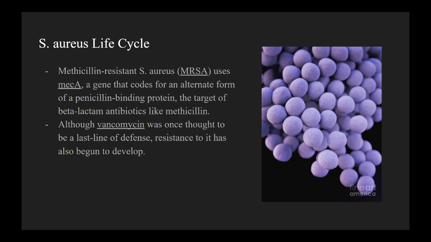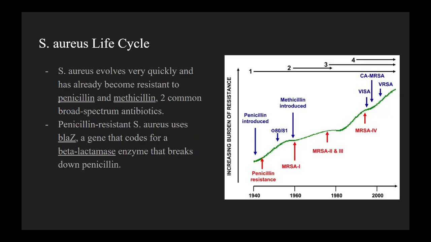So yeah. And vancomycin also attacks the cell wall of the bacteria. This was thought to be a last line of defense, but even resistance to it has risen in the past few decades. As you can see here, we have VISA and then VRSA. VISA is vancomycin intermediate, so it's halfway resistant, and then vancomycin resistant is VRSA.